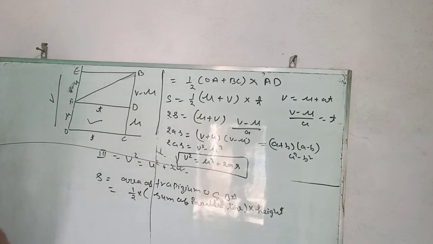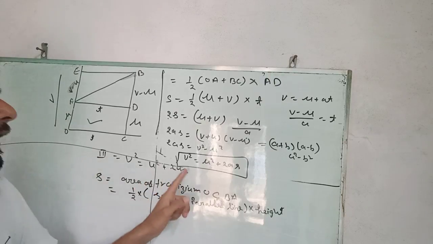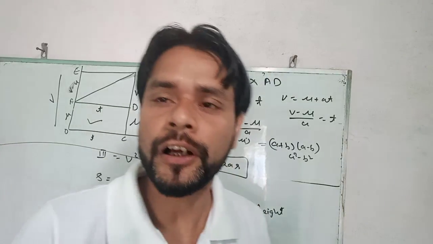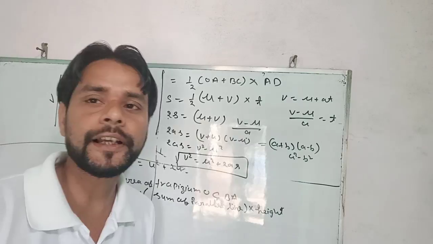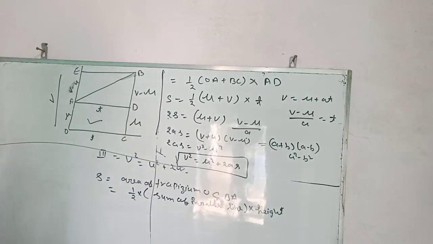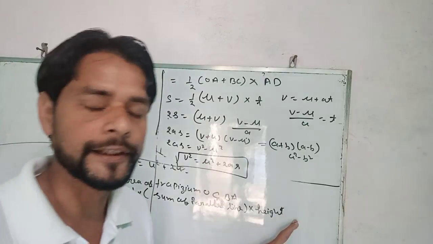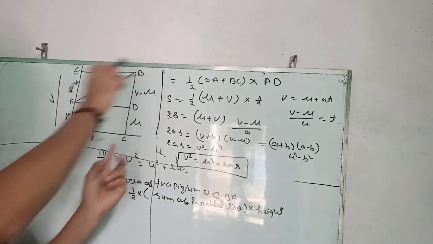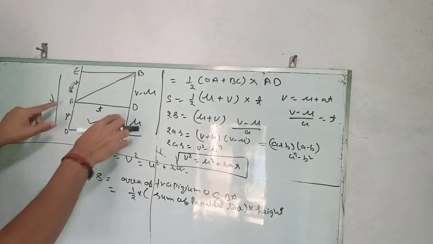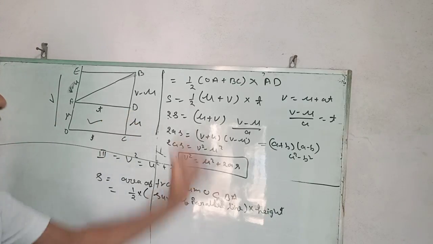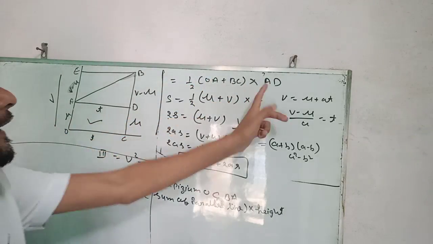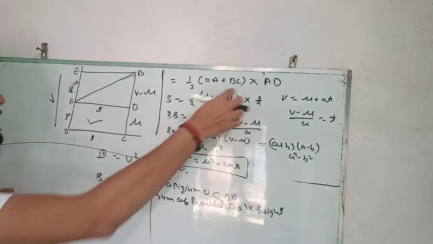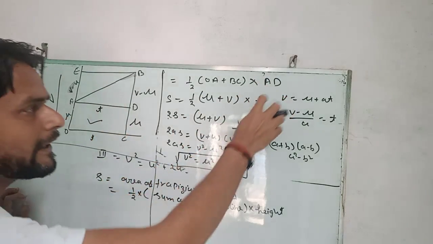So, for revision: the third equation of motion is V² = U² + 2AS, where S is the distance covered by the object. Now S is the area of trapezium OCBA. Area of a trapezium is 1 by 2 times the sum of parallel lines into the height. The parallel lines are OA and BC, and AD or OC is the height. Put OA represented by U, BC represented by V, and AD equal to time.